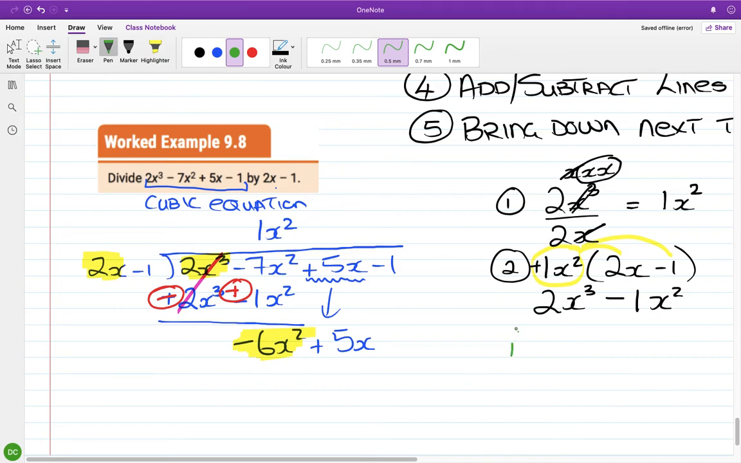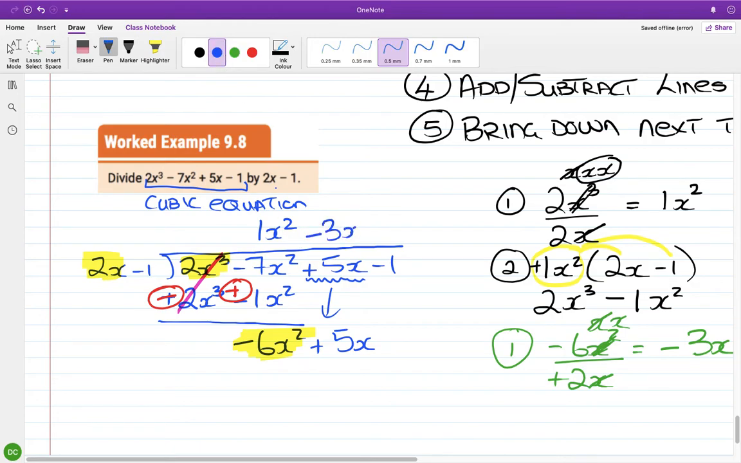So my step 1 is going to be minus 6x squared divided by 2x. 2x is positive, so different signs give me minus. 6 divided by 2 is 3. And then x squared over 2x, so this x cancels one of these and leaves 1 behind. Remember that that goes up on top, minus 3x.